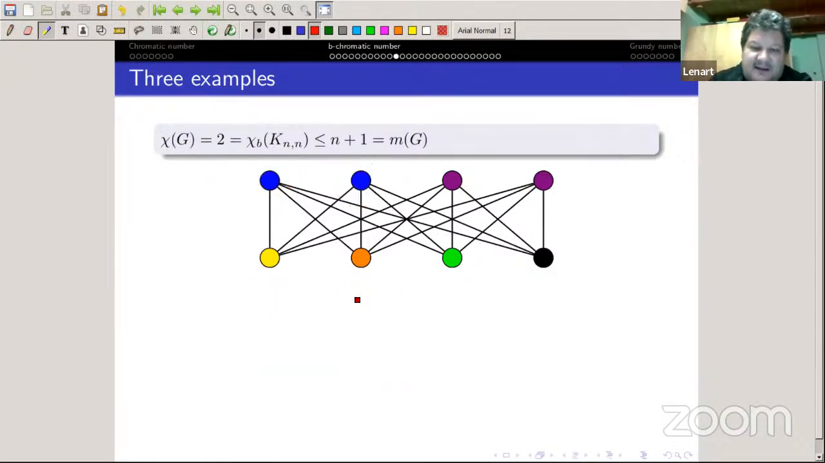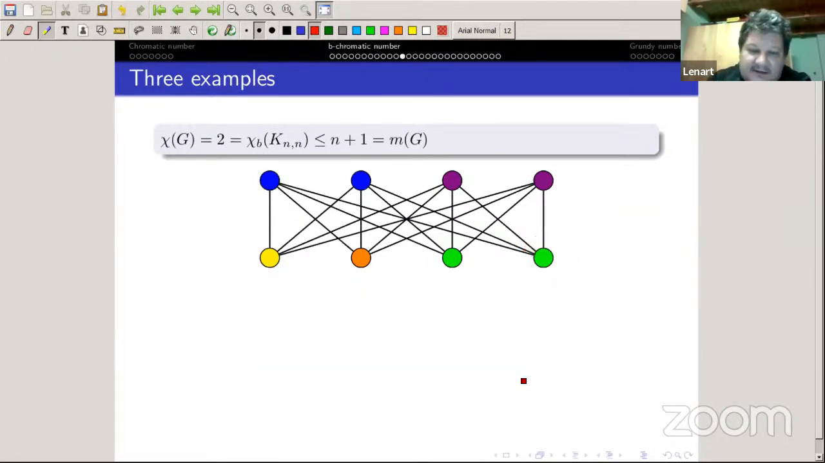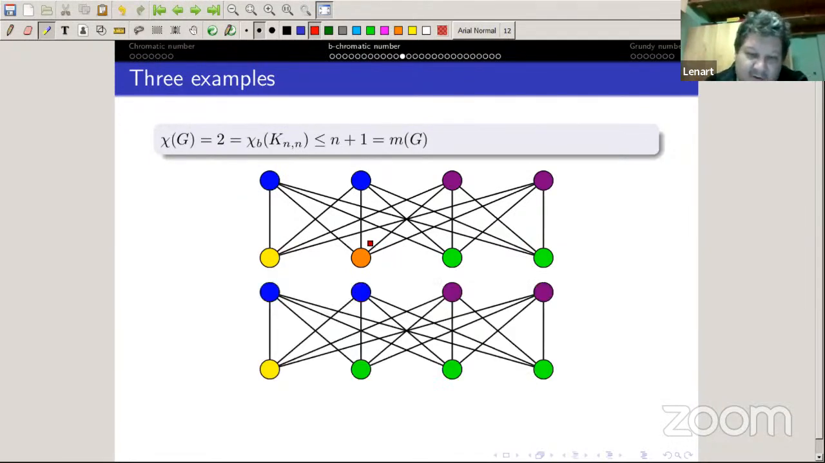Okay, now we have that, and next step, this black is not a B vertex because it has no orange, for instance, in its neighborhood. So this black can be recolored to green, and now again, this orange is not a B vertex, or this color class has no B vertex because it has no yellow, and it can be recolored by green, for instance.